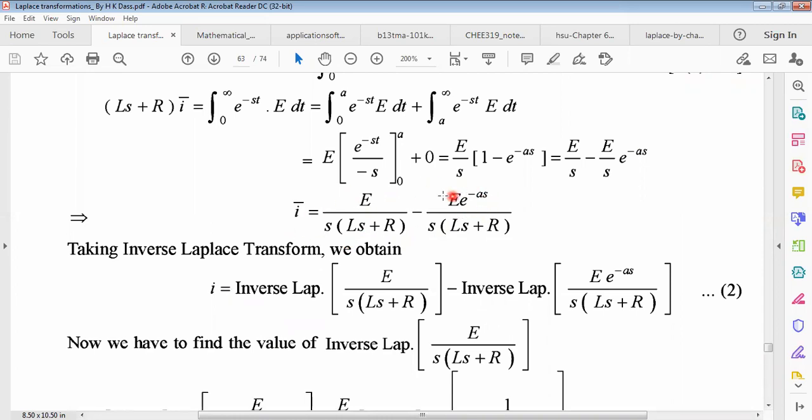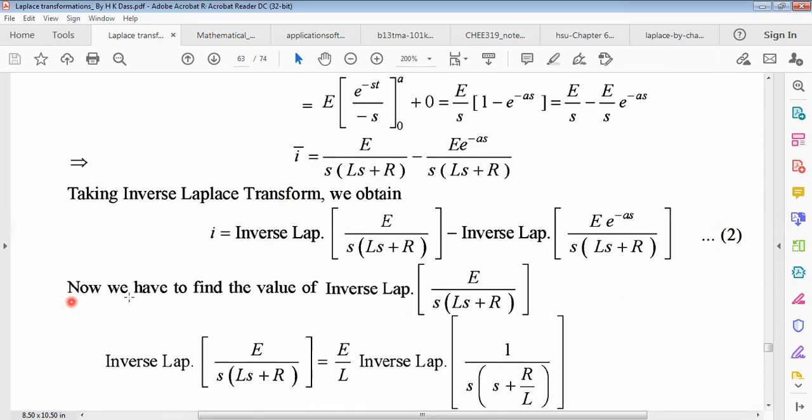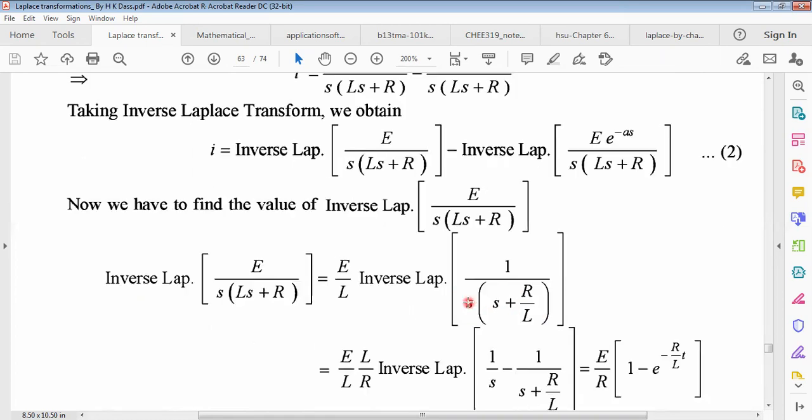Now we are taking the inverse Laplace transformation. That means this is the Laplace transformation of I(t). So the inverse Laplace transformation of this will be what? I(t) only. So the inverse Laplace transform of this minus the inverse Laplace transform of this. This is equation number 2. Now we have to find the inverse Laplace transformation of E divided by s into Ls plus R.